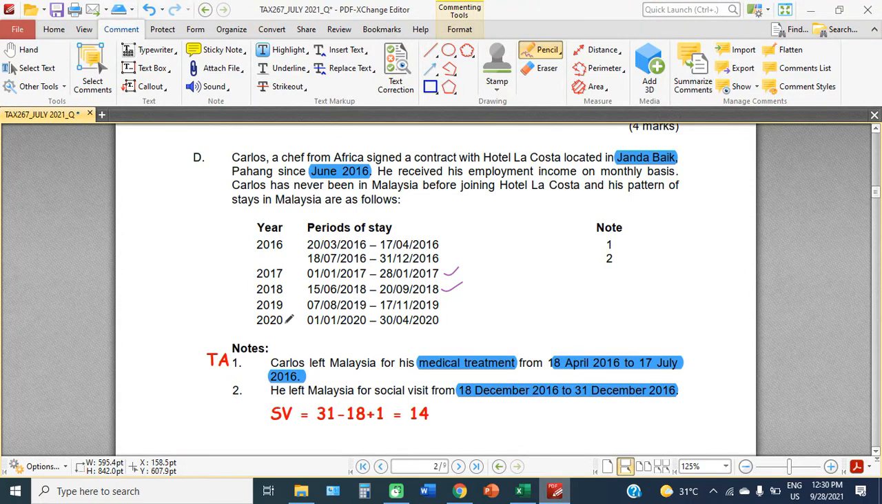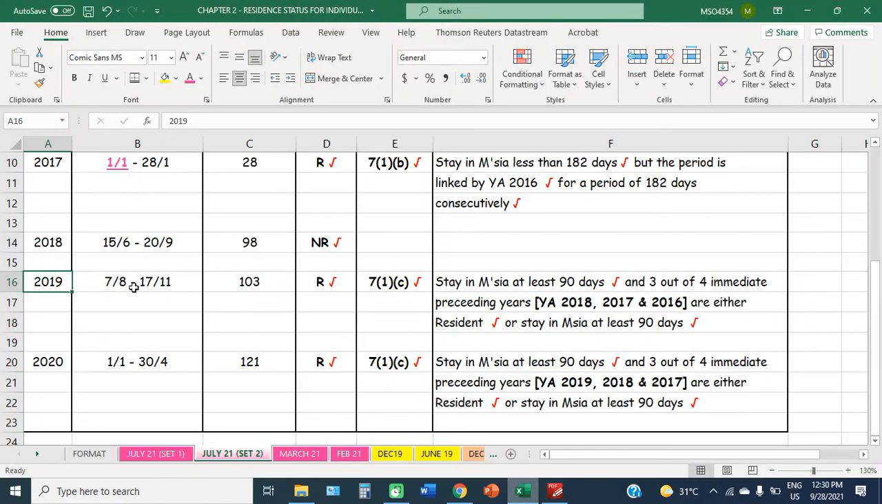So 2019, 7 August until 17 November. Okay, record here. Calculate August 31 minus 7 plus 1. And then September 30, October 31, and then November until 17. So what I got here is 103 days. Okay, so 103 days.